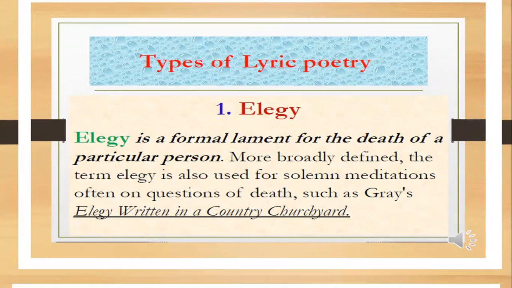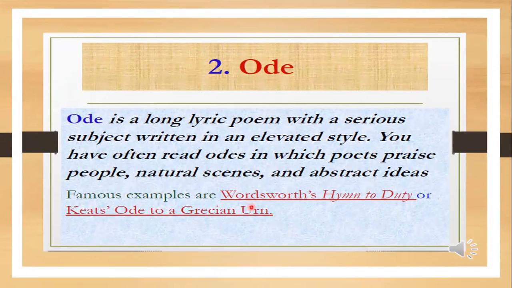So let us see the second type, ode. Ode is a long lyric poem with a serious subject written in an elevated style. You have often read odes in which poets praise people, natural scenes, and abstract ideas. Examples of this type of poem are the poem of the most important poet, Wordsworth, Hymn to Duty. This is the first example. The second example is the poem of Keats, Ode on a Grecian Urn. So here the ode we can translate in Arabic into القصيدة الغنائية أو قصيدة الغناء. And here we have two examples for this kind of poem.